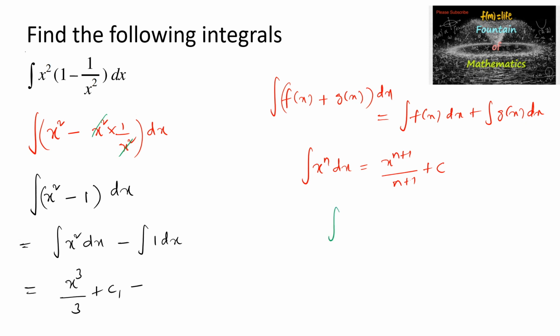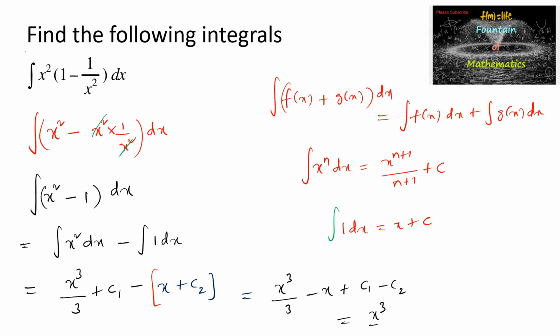Here we can write integration of 1 dx is nothing but x plus some constant. So let me write here integration of 1 dx is x plus some constant c2, which is equal to x power 3 divided by 3 minus x plus c1 minus c2. So c1 and c2 are some constants. I can write here x power 3 by 3 minus x plus some constant c. So the answer for integral x square times 1 minus 1 by x square is x power 3 by 3 minus x plus c. Okay, thank you.